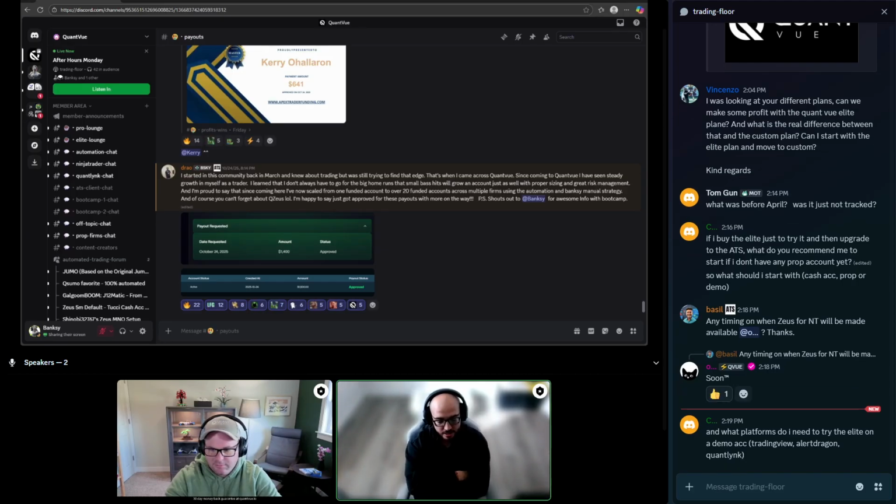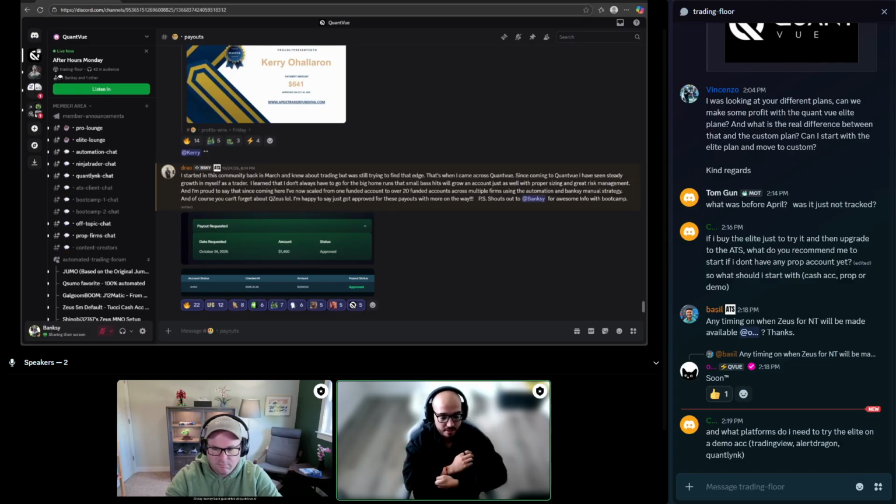What platforms do I need to try the Elite on a demo account? So the demo account would have to be through Tradovate or NinjaTrader. You can use either or. At the end of the day, the logins work across each other. Automation wise, for the demo, you would need either a third party or you would use QuantLink, right?